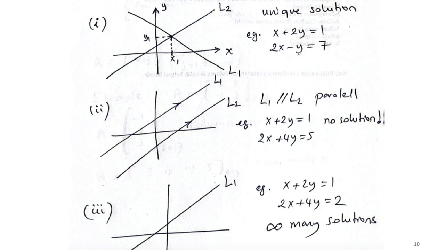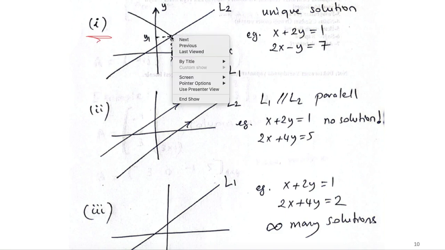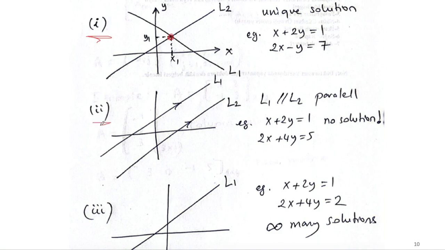But if we have two equations, what are the three possible cases? Case 1, we have an intersection. There is an intersection point of these two lines. Case 2, these lines might be parallel to each other, so they never intersect. And in this case, there is no solution. As you see, for example, one equation is x plus 2y equals 1. The other equation might be x plus 2y equals, for example, 5 over 2, or 2x plus 4y equals 5.